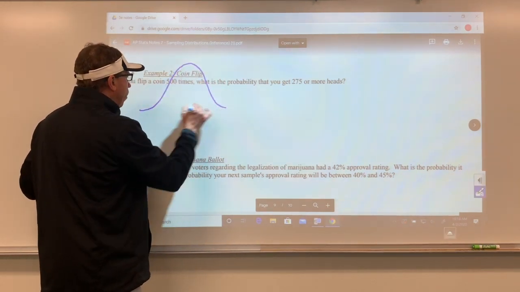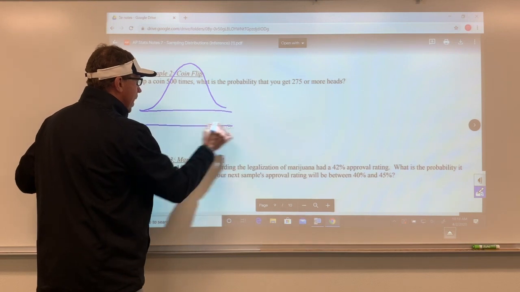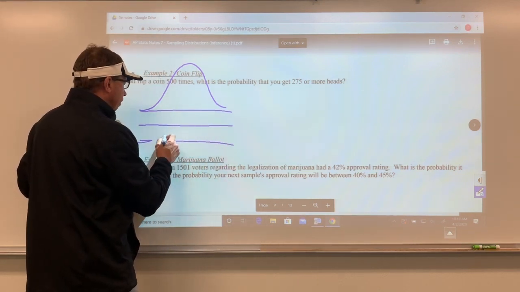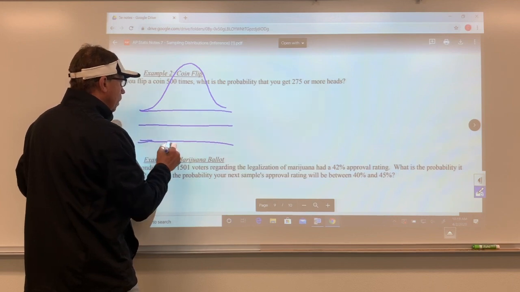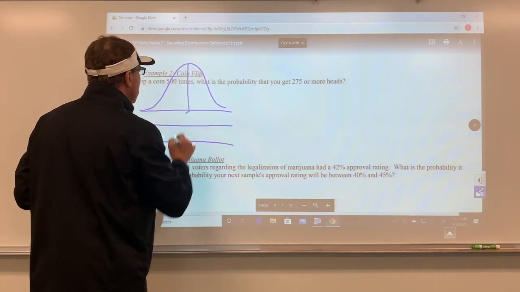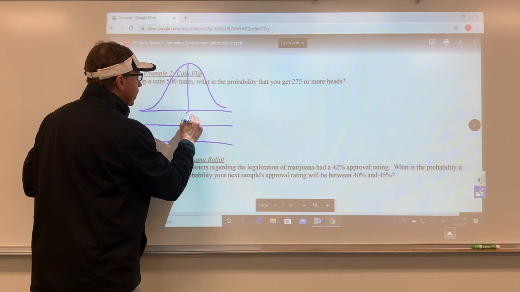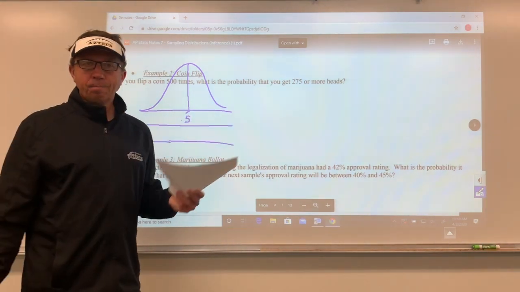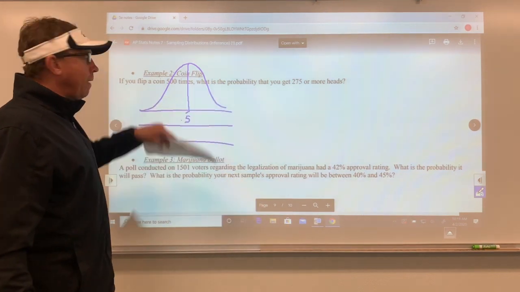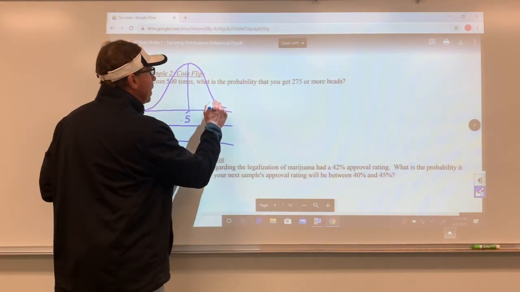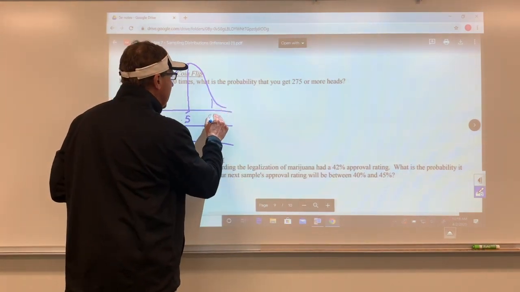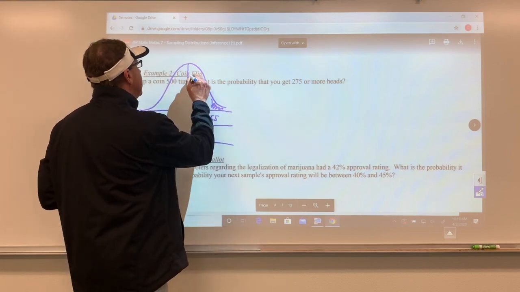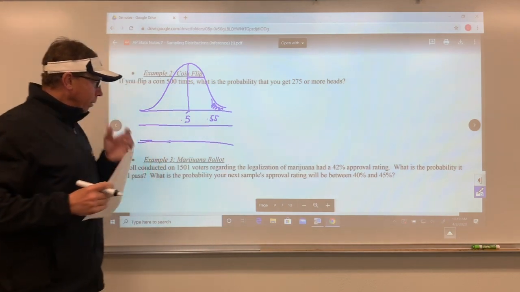Okay. All right, so let's look at this. Again, this is a proportion. And a proportion is also a binomial. Okay, so in the middle goes 0.5, because that's the probability of getting heads. 275 over 500 is 0.55. That's going to go in the tail. And we're going to calculate this area right here. Okay? That area right there.